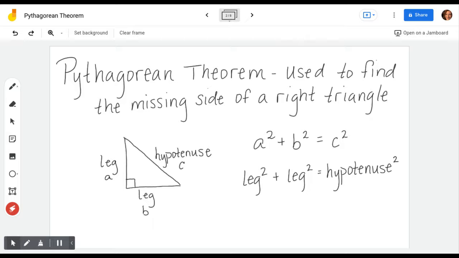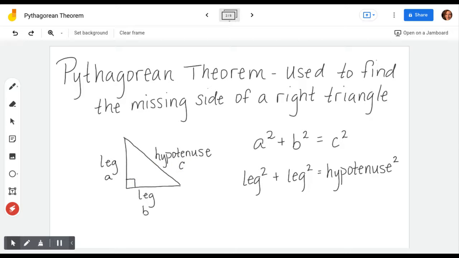The third side is the longest side. It's across from the right angle. That one's called your hypotenuse, and that one has to be C. So where the legs, you can pick what's A and B, the hypotenuse, you have no choice. You have to make it C.